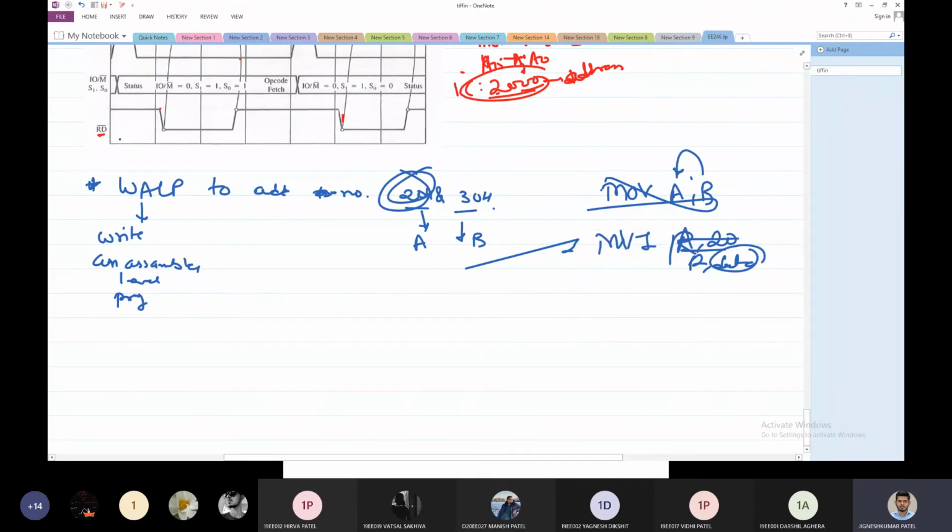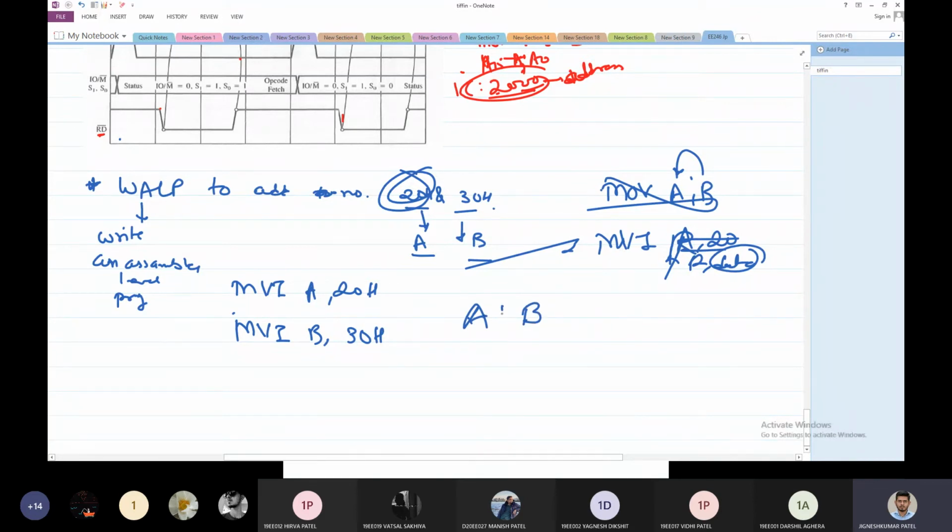Now the other question, what can be R? R can be A, B, C, D, E, H, L. Here A and B are given, so I can use this instruction. The first instruction would be MVI A, 20H. Second would be MVI B, 30H. Now two data are available inside my 8085: one in register A, the other in register B.